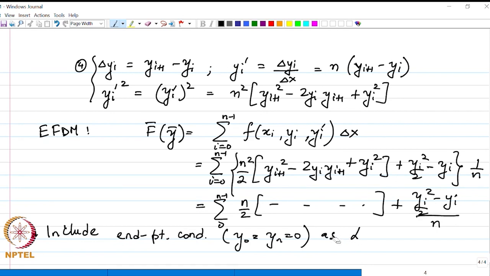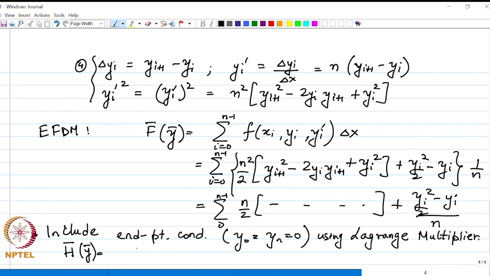So, include the endpoint condition using a Lagrange multiplier. Students who have done standard multivariate calculus should be aware of the Lagrange multiplier method. If they are not, we are going to do a very brief revision very soon. So, using the Lagrange multiplier method, we write down the new vector function.